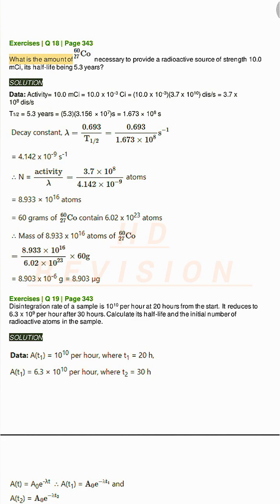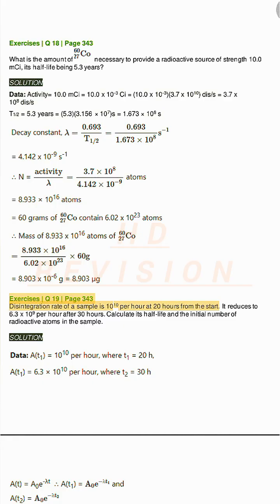Exercises Q18, page 343. What is the amount of the isotope necessary to provide a radioactive source of strength 10.0 mCi, its half-life being 5.3 years? Solution. Data. Activity equals 10.0 mCi equals 10.0 × 10⁻³ Ci equals 10.0 × 10⁻³ × 3.7 × 10¹⁰ dis/s equals 3.7 × 10⁸ dis/s. T half equals 5.3 years equals 5.3 × 3.156 × 10⁷ s equals 1.673 × 10⁸ s.